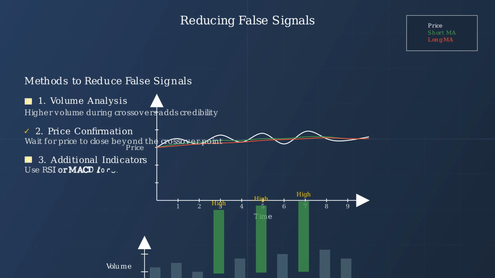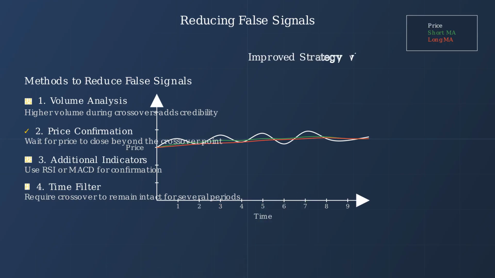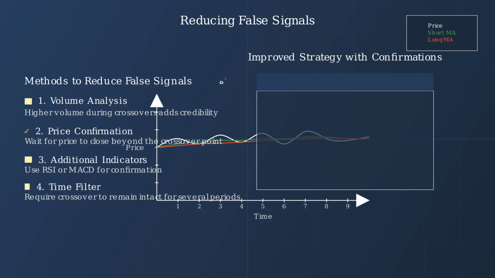Third, use additional technical indicators like RSI or MACD to confirm the potential trend change. Finally, implement a time filter, requiring the crossover to remain intact for several periods, which helps filter out temporary noise. When these confirmation methods are applied, traders can significantly improve their results by avoiding false signals.